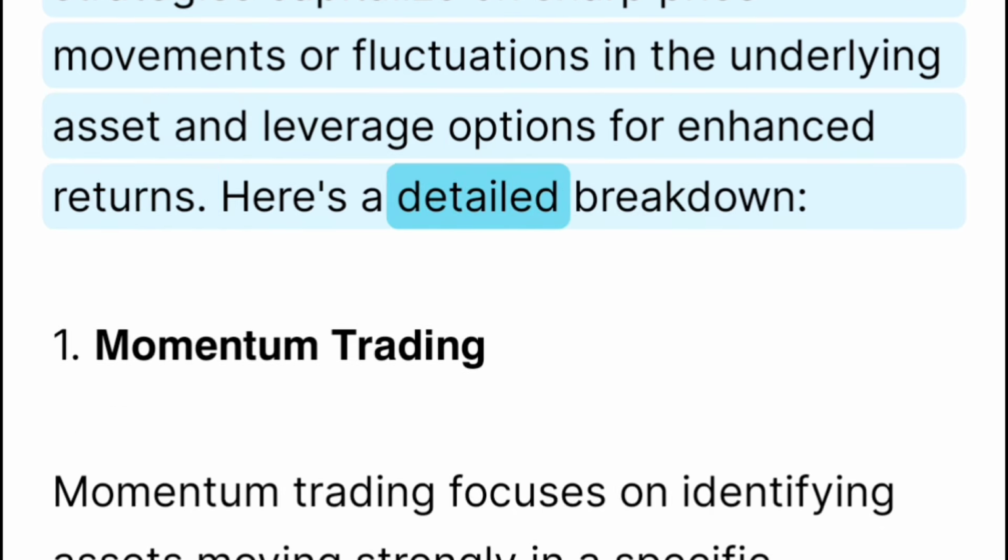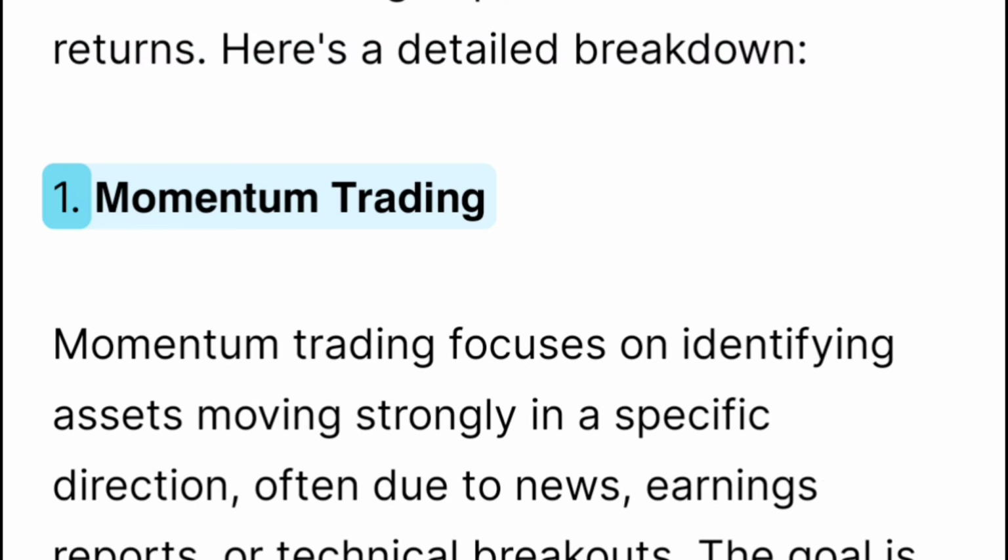Here's a detailed breakdown. 1. Momentum trading.